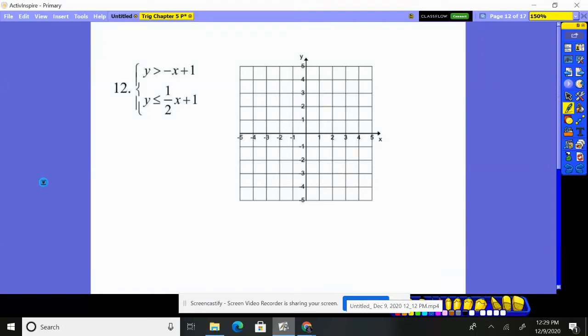All right, we have a system of inequalities. Boy, it really messed that picture up for number 12 here. So let's start with y is greater than negative x plus 1. So let's just graph that guy.